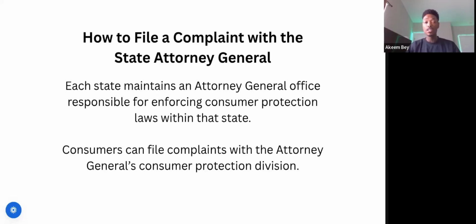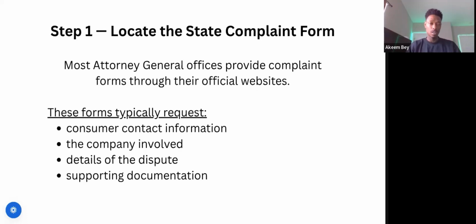Now, how to file your complaint with your state attorney general. Each state maintains an attorney general's office that's responsible for enforcing consumer protection laws within that state. So you can file that complaint with your attorney general, their consumer protection division. And that's what you're going to do.